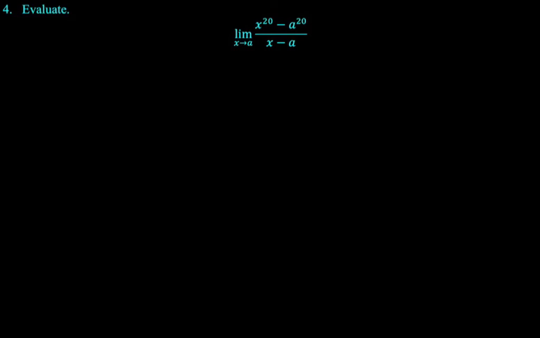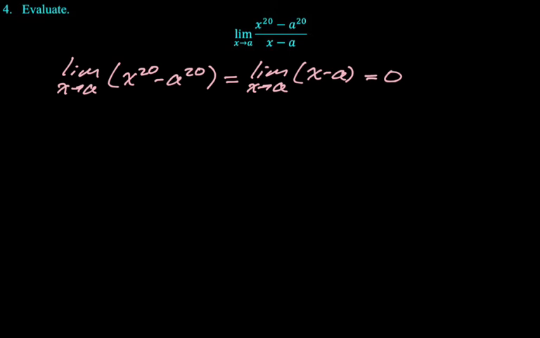All right, evaluate the limit as x approaches a of x to the 20th minus a to the 20th over x minus a. So if I plug in a, just do substitution, I get 0 in the numerator, 0 in the denominator. I'm going to use L'Hopital's on this, and I'm going to show the correct work. So for that, you want to show this step where you're showing that both limits exist and are equal to 0, or that both limits are infinite.